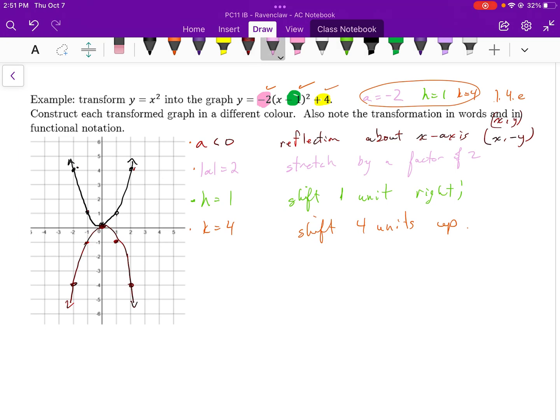Now I'm done with reflection. Let's go on to stretch by a factor of 2. I know that every point (x, -y) now turns into (x, -2y). That is, I stretch my graph by a factor of 2, and what we're doing is multiplying our y values by 2. On the graph, they look like this. If you notice, those two points got stretched beyond my axis, so I'm only going to carry three points along with me.